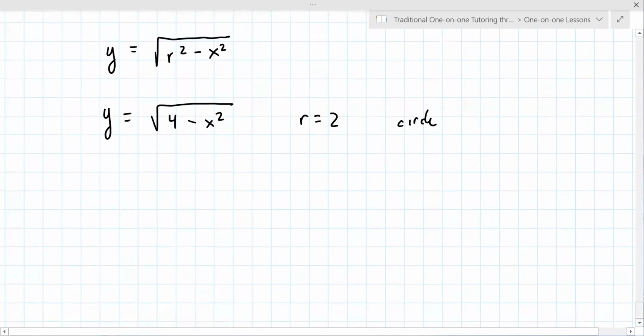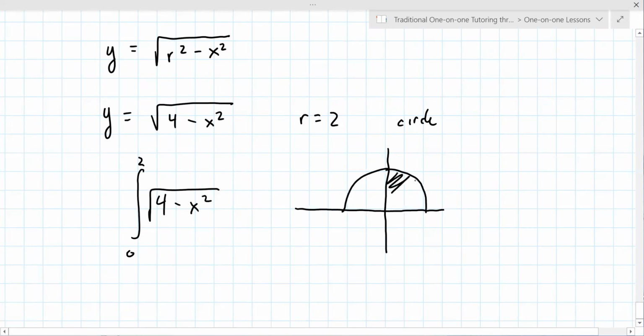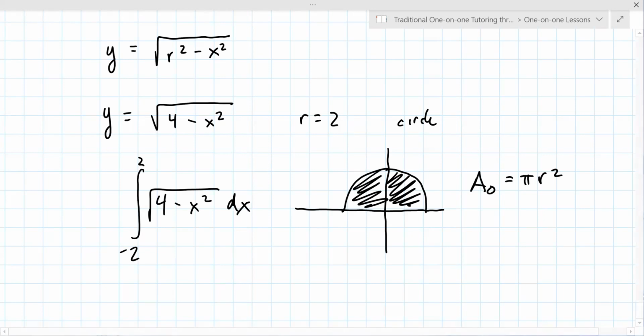centered at the origin. And here's why it's important: the instructor might ask you for this from 0 to 2. So from 0 to 2, our circle looks like this, but we only want this part. So it's a quarter circle. And if I change it to minus 2 to 2, then it's the whole thing. The area of a circle is pi r squared, so if it's half a circle, you obviously want half of that. It's totally reasonable to ask you to do that in this part of the course. Okay.